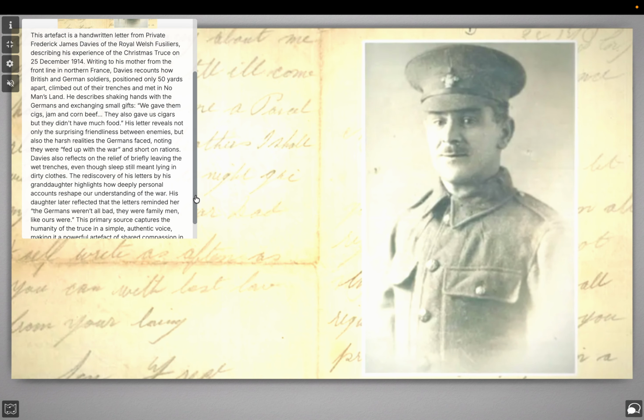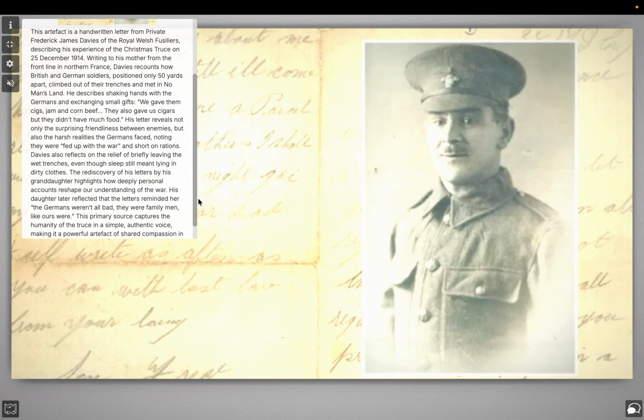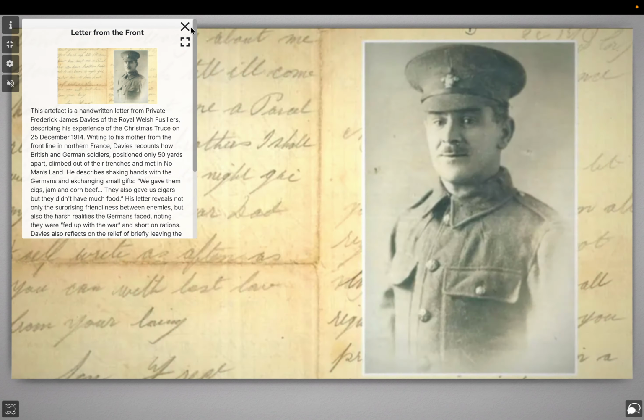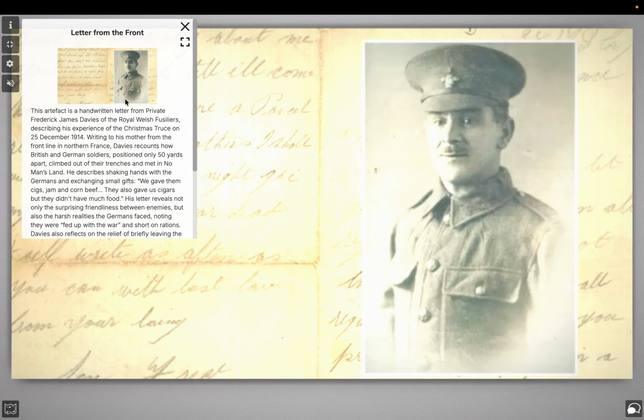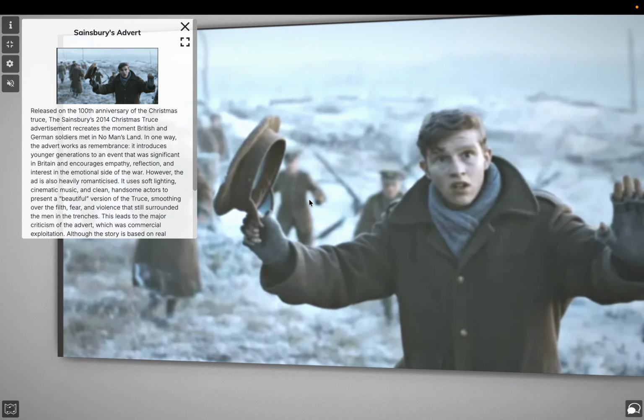Okay, now, the letter from the front. This guy is talking about what he did on Christmas truce, and he's saying that Germans were fed up with the war, and it really shows that these were just ordinary men. Yeah, okay. I don't know. Okay, sorry, that was just someone talking to me. But anyway, they were fed up with the war and short on rations, and it just shows that these men were all just ordinary guys, and the Germans showed the British that they were ordinary guys. They're just here trying to fight for their lives.